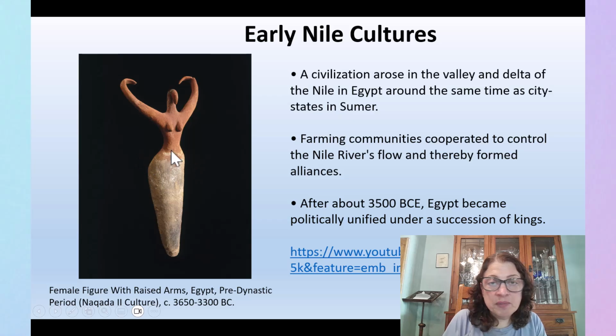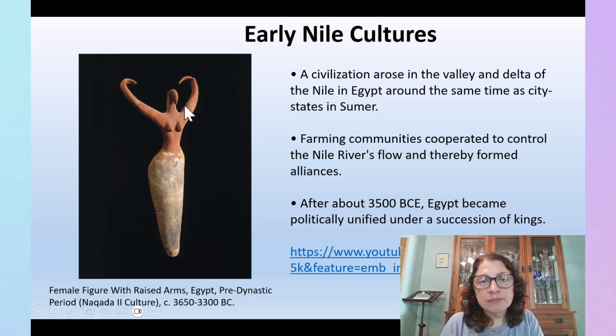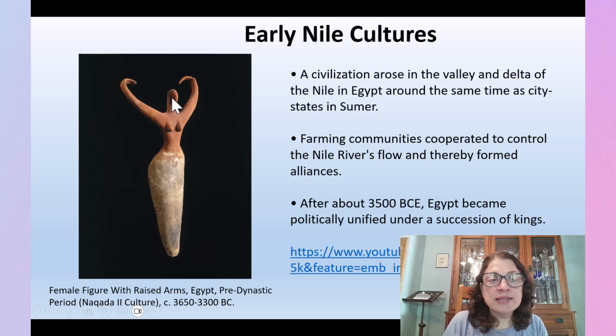We know this is a female figure because she has breasts and wider hips. We see that there's a color change, so as though she looks like she's wearing some kind of skirt. And then the head is an animal head. Can you make out what it might be? It's supposed to be a bird. So it has the beak of a bird.